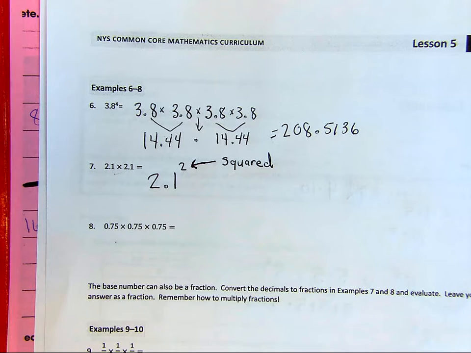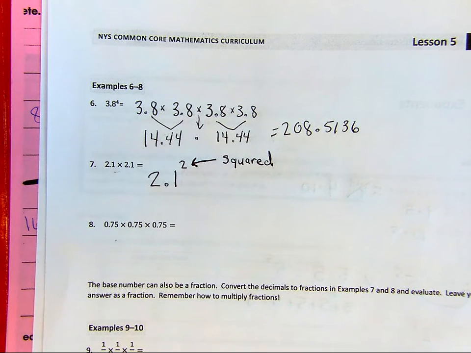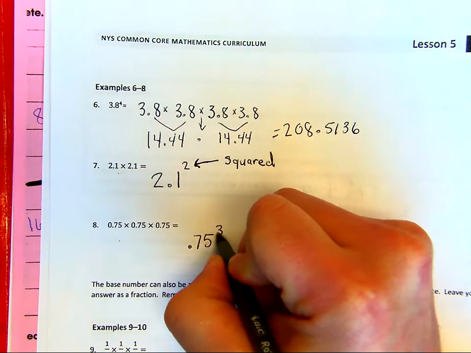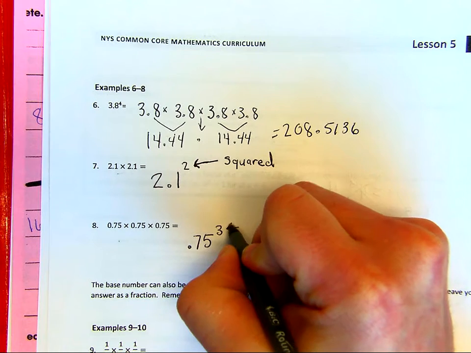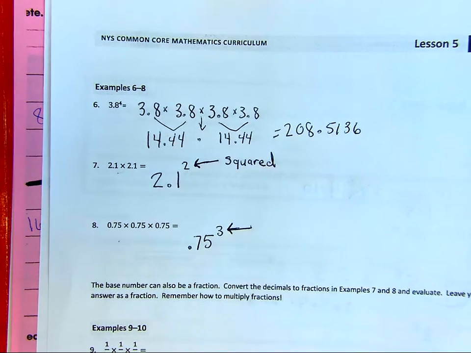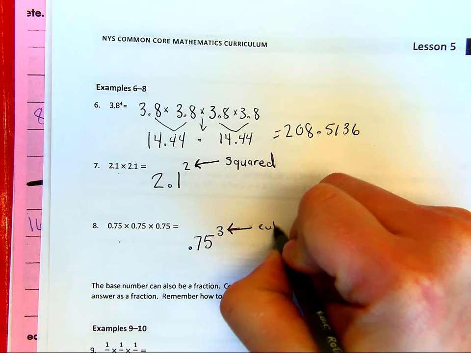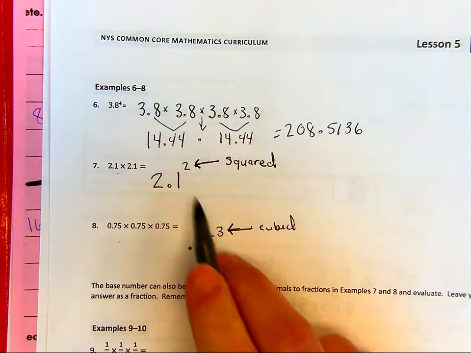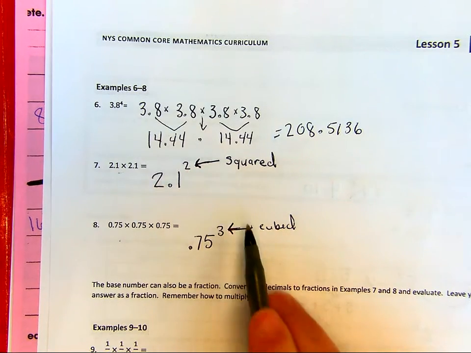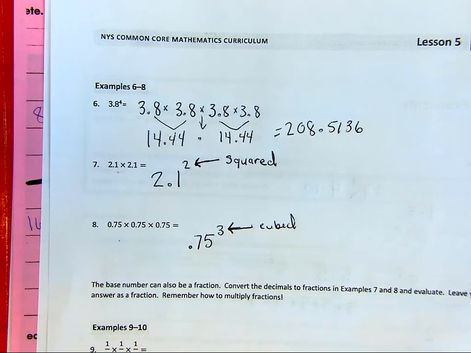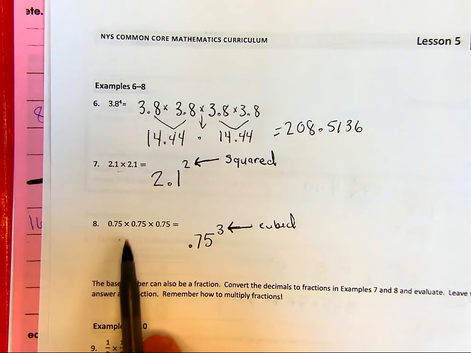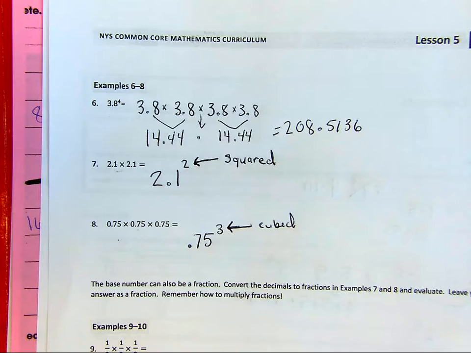This number 8, Nina, could you help me out with that in exponent form? 75 hundredths to the third power. And Chris, what's it called when it's to the third power? Cubed. Very good. So to the second power, another name for it is squared. To the third power is cubed, because cubes are three-dimensional. And again, I could work it out, multiply these together, and whatever I get, I multiply that.